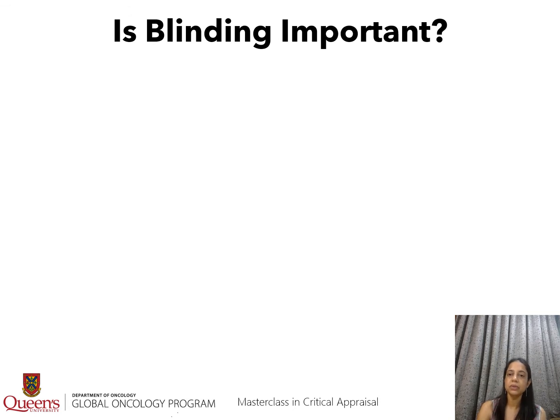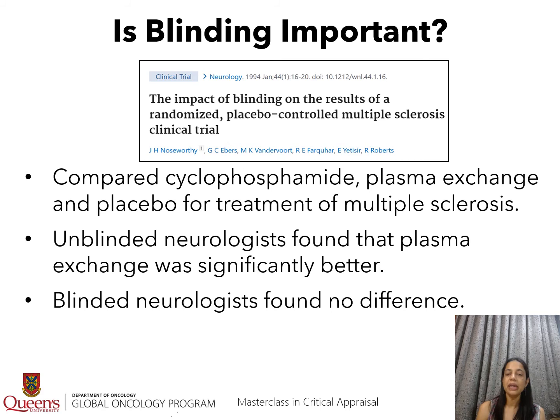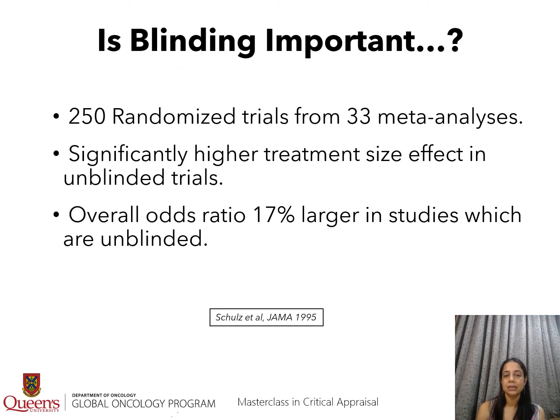Is blinding important? This study looked at the impact of blinding on the results of a trial in multiple sclerosis patients. It compared 3 treatments for multiple sclerosis. Unblinded neurologists found that plasma exchange was significantly better. Blinded neurologists found no difference. In the same study that I alluded to earlier, unblinded trials reported a significantly higher treatment effect as compared to those which were blinded.